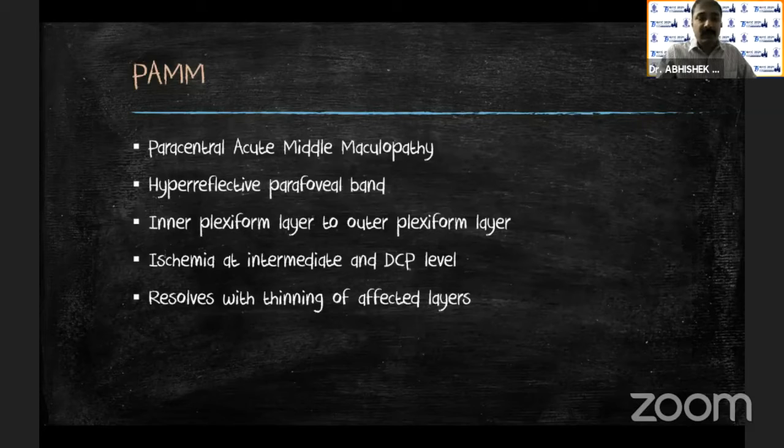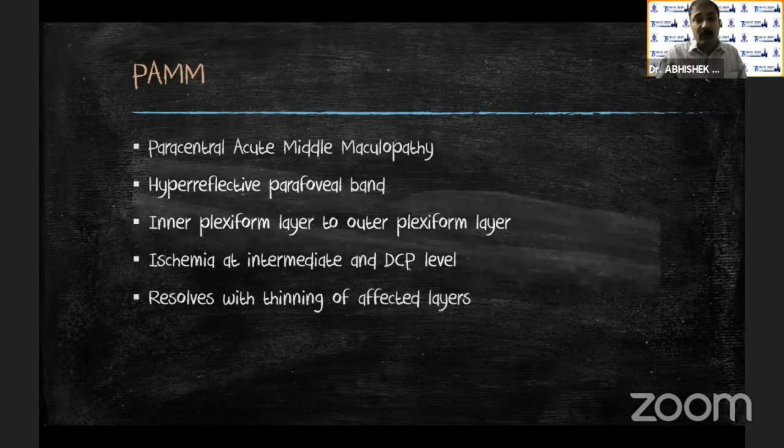It shows up as hyperreflective parafoveal bands, but is limited to the inner plexiform layer to outer plexiform layer. Usually it does not extend deeper to the outer plexiform layer. The causative factors are ischemia at the intermediate and the deep capillary plexus levels. And the associations are with some vasculitis and with certain vascular retinal diseases. Usually it resolves with thinning of the affected layers and a scotoma.